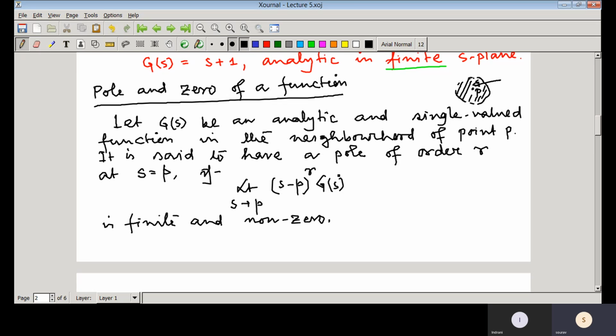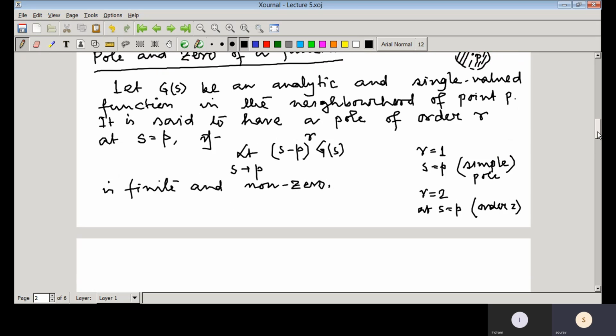That means whenever, suppose r equal to 1, that means you have a pole at P. This is a simple pole. That means only one pole is there. Similarly, if you have r equal to 2, that means at s equal to P, you have two poles. So that means order 2.